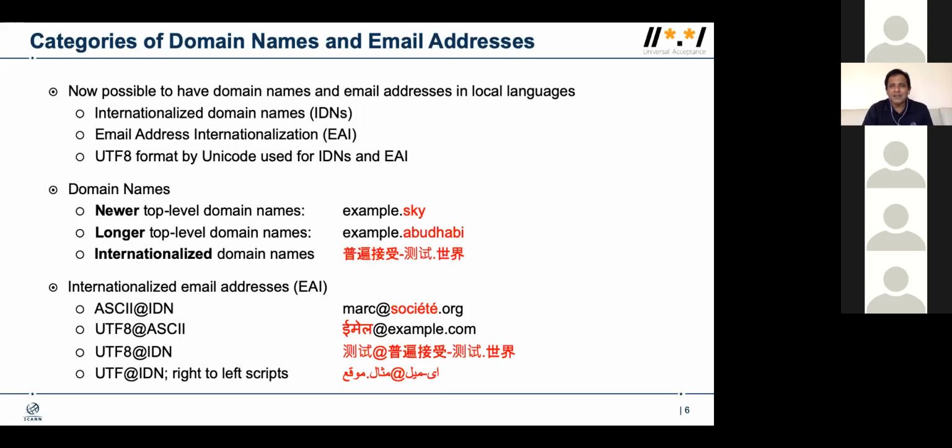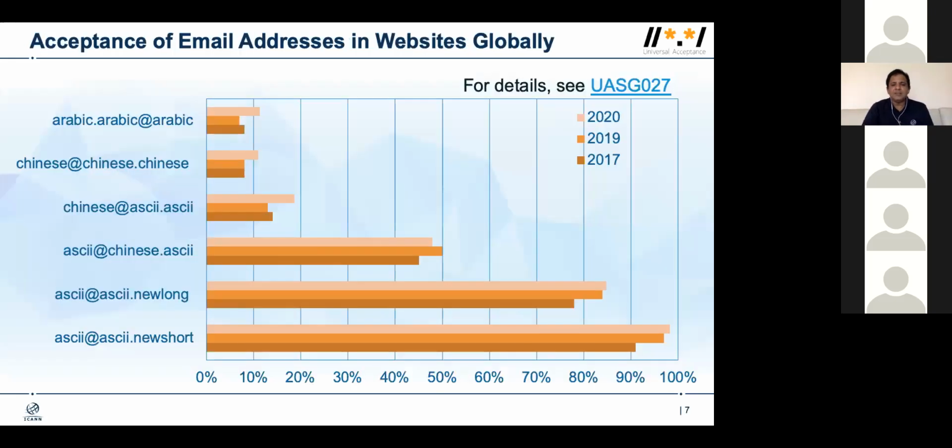The whole point about universal acceptance that I was talking about is, if you are giving any of these email IDs in a form or any application, the application should be able to accept these, process them, and do all those fundamental things that we discussed earlier.